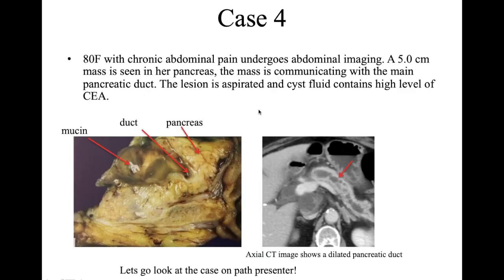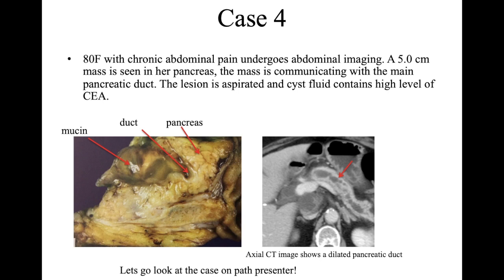Great. Moving right along. So we are at case 4. This is an 80-year-old female, and she presents with chronic abdominal pain, undergoes abdominal imaging, and she gets an imaging that shows a 5 centimeter mass in her pancreas. The mass is communicating with the main pancreatic duct.